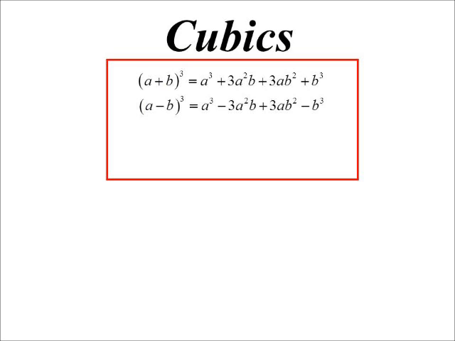The minus one's very similar, it's just that the plus and minus alternate. So it'll be minus 3a squared b and then minus b cubed.